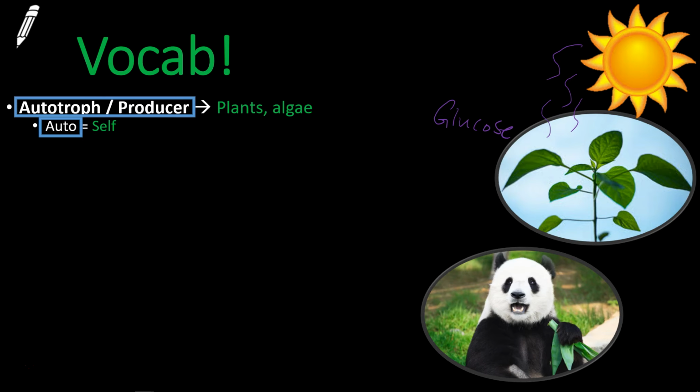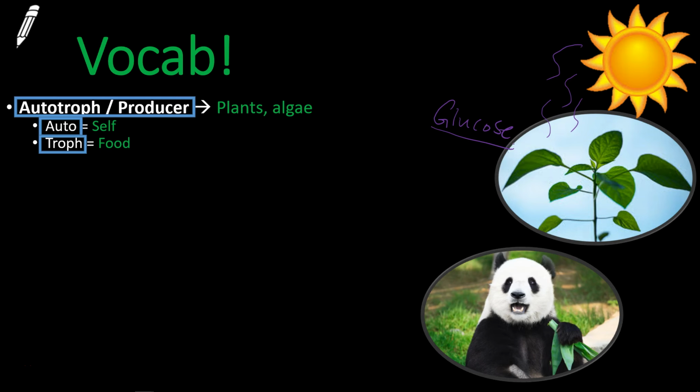Real quick on these words right here, auto, that prefix auto means self, and troph, anytime you hear that suffix troph, that's referring to food or nutrition. So an autotroph makes their own food or nutrition. In this case, it's glucose.